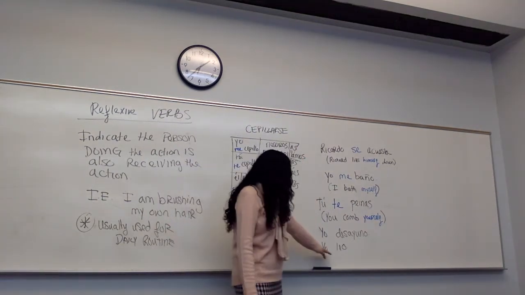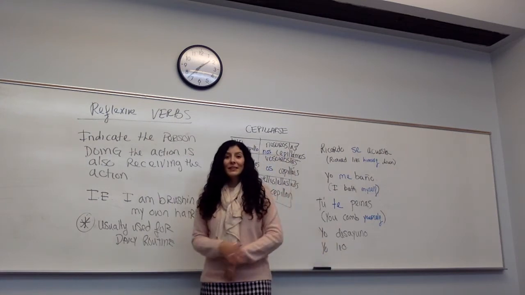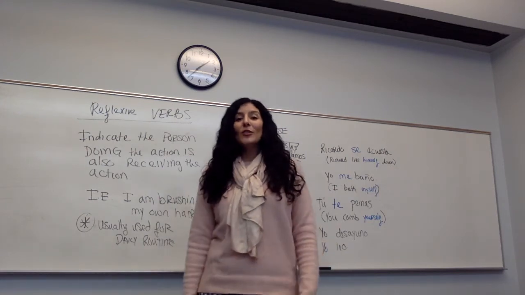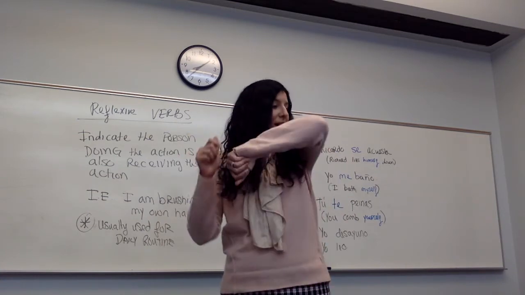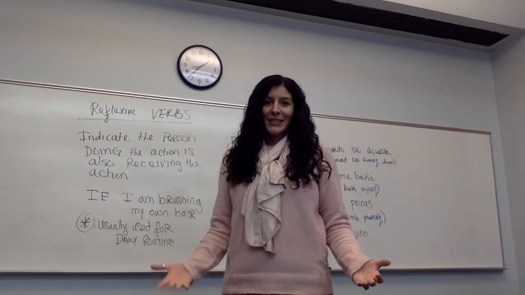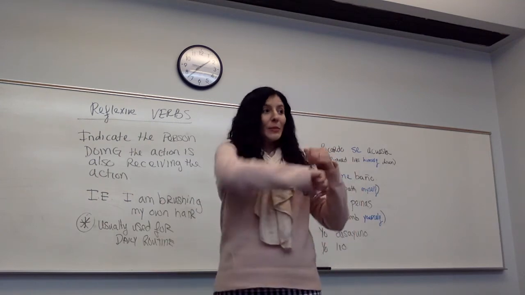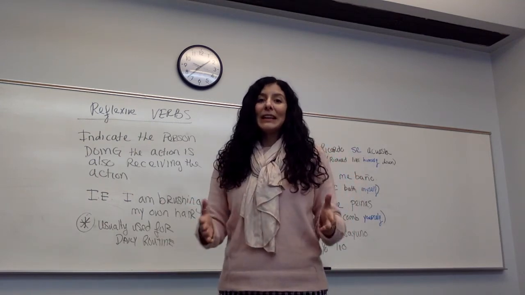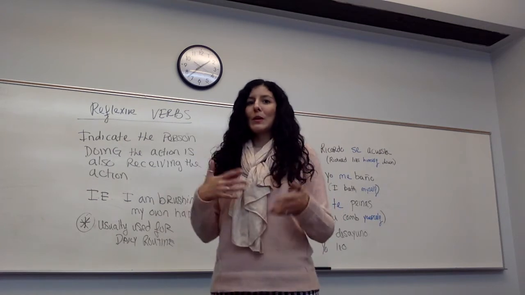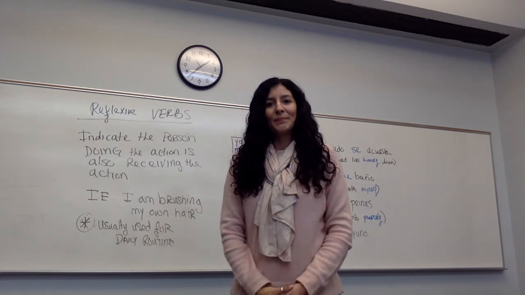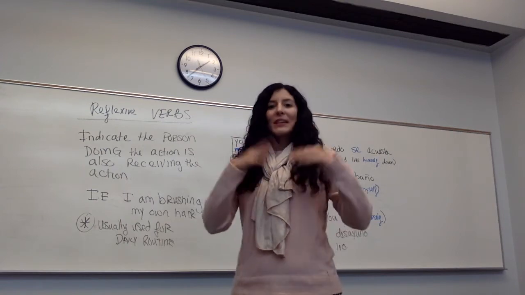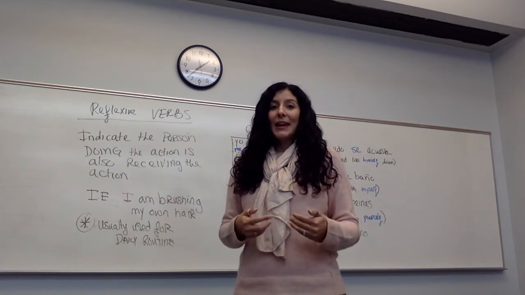You can't say something like yo me leo, because if you say yo me leo, you're saying I'm physically reading words off of my own body. When you read, you're not reading your body. You are reading a newspaper or an article or a book. So the book is receiving the action. So there's some verbs that cannot be reflexive and other verbs that can.